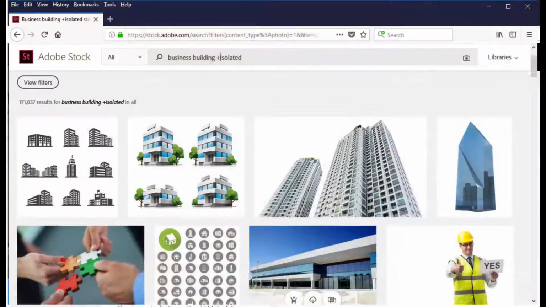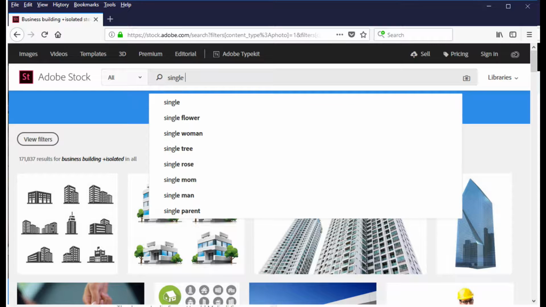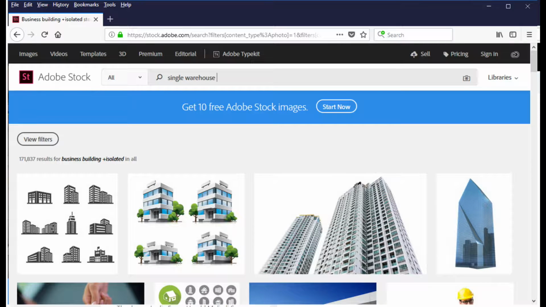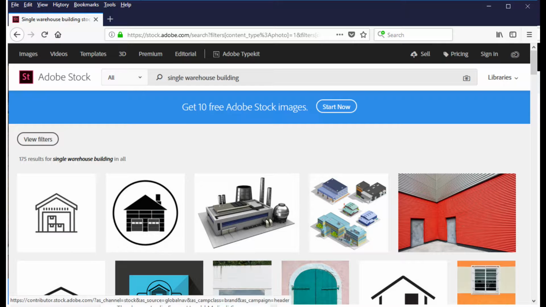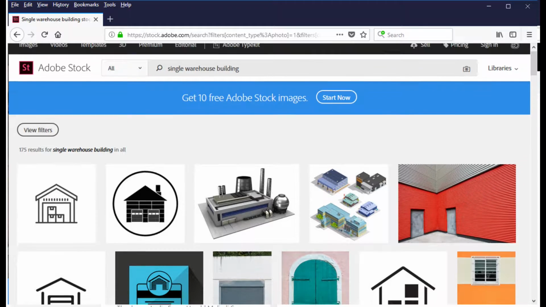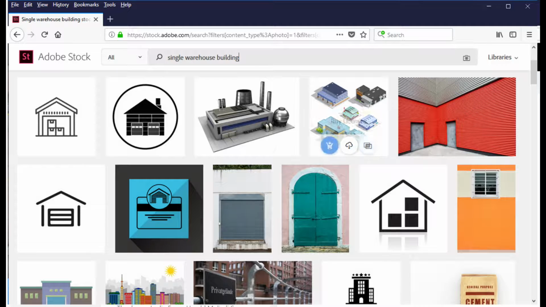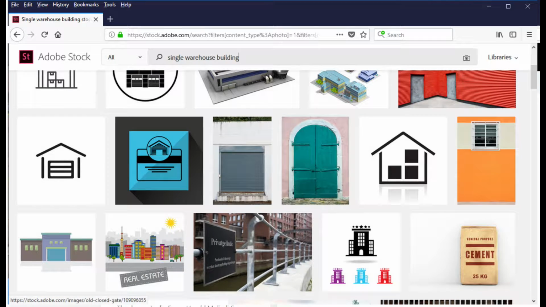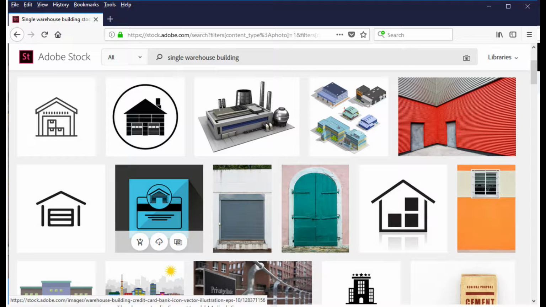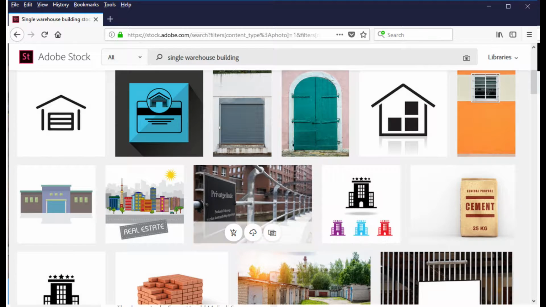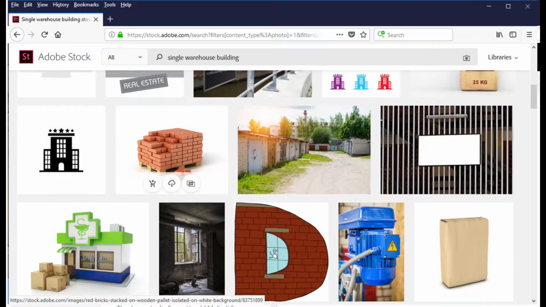We just said single building or single warehouse building. So single says one. I want one of these. Warehouse is a type of building, and building was a description of what we're searching. And what did you get? There were a few here, but most of them were pictures of doors for whatever reason. Okay. Interesting, because single warehousing. Yeah, I could see that.